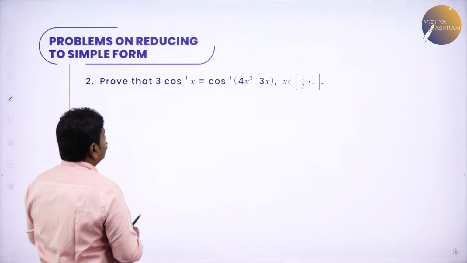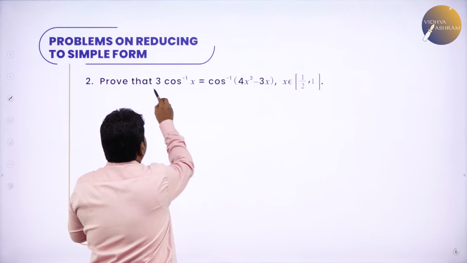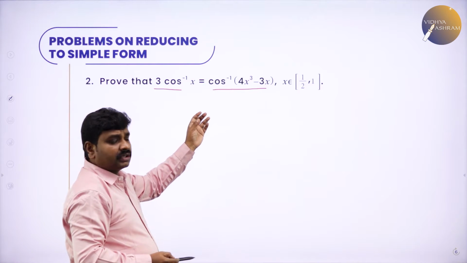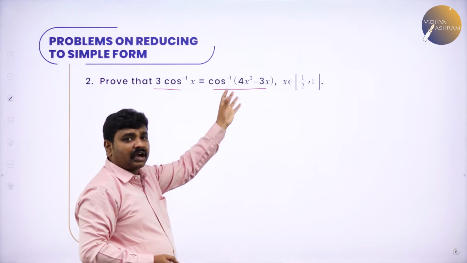Next, prove that 3 cos inverse x is equal to cos inverse of this. So which is the lengthier term, or which is complicated?